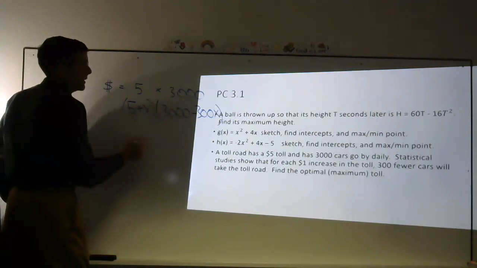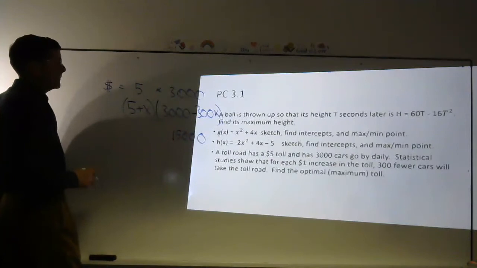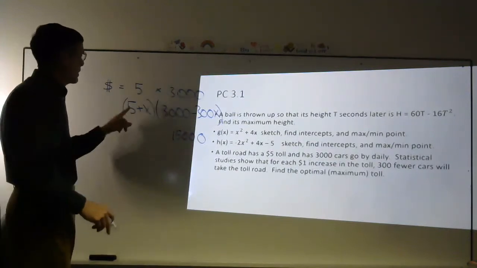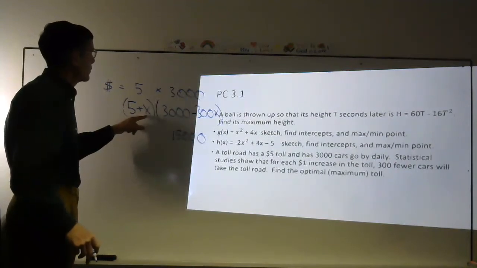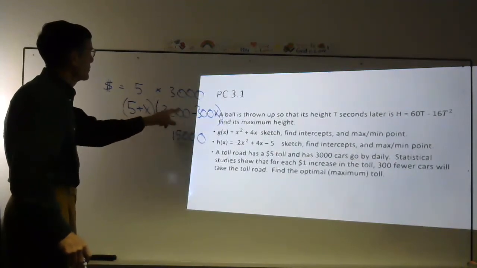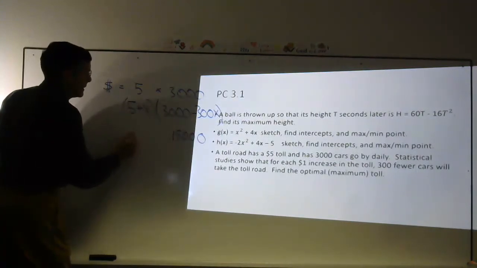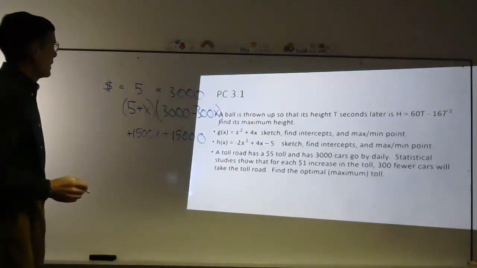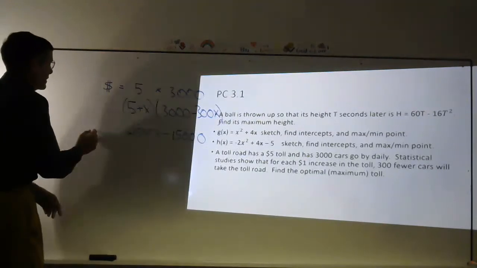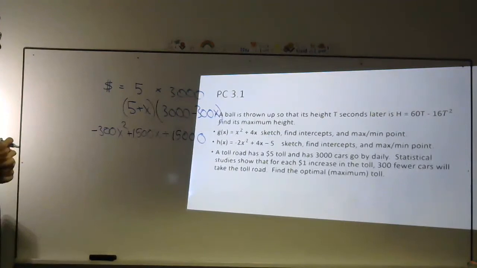5 times 3,000 is 15,000. Okay, I'm going to put it at the end. Your outers and inners are 1,500x and 3,000x. 3,000 minus 1,500 should be a positive 1,500x. I think, if my brain is working. And then x times that is a negative 300x squared. So there's my function. Okay? All right.